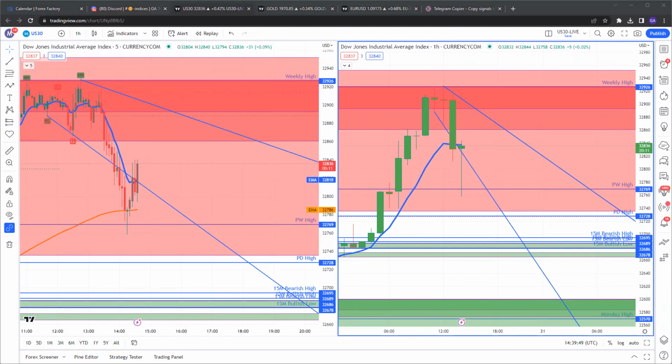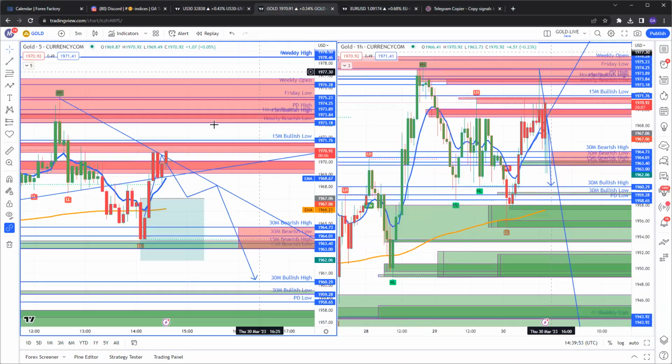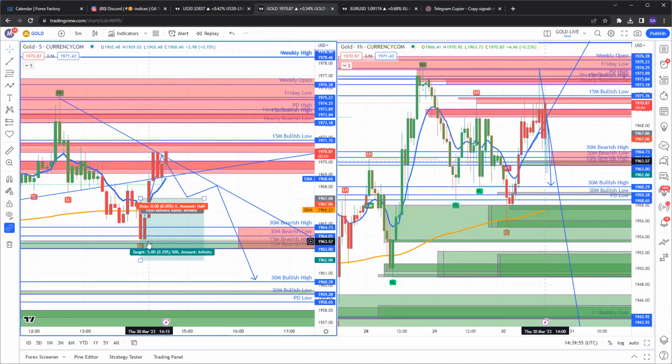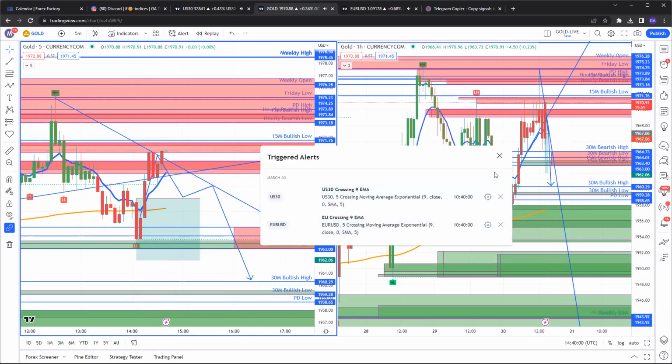You guys should be in profit already for the day from gold, especially if you got out with me, or if you at the very least secured half of this trade, you guys should be in profit.